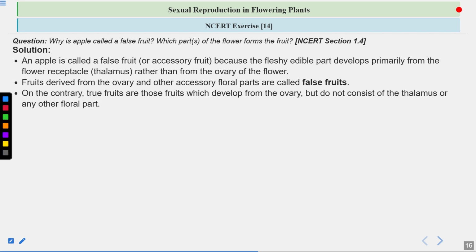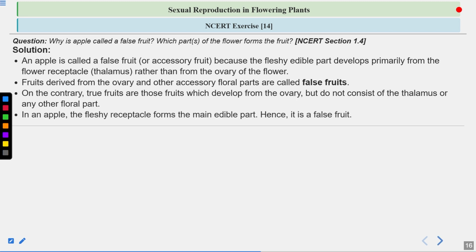On the contrary, true fruits are those fruits which develop from the ovary only, and do not consist of the thalamus or any other floral parts, right? In an apple, the fleshy receptacle forms the main edible part. Hence, it is a false fruit. So in the case of apple, the receptacle or the thalamus forms the main edible part, not the ovary, right? So that is why it is called a false fruit.